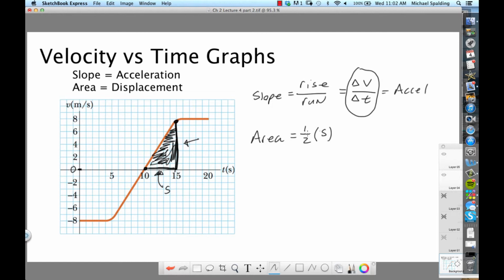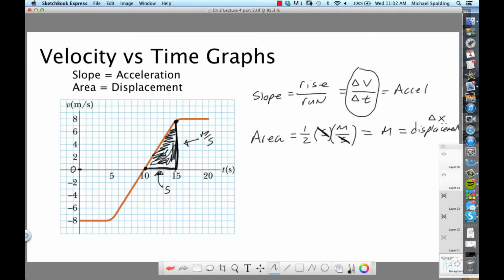What's the height measured in? Velocity, which is meter per second. So look what happens here. What's going to happen to seconds? They cancel. The seconds cancel out, and you're left with meter. And what is meter a measurement of? Displacement. That's how we measure displacement.